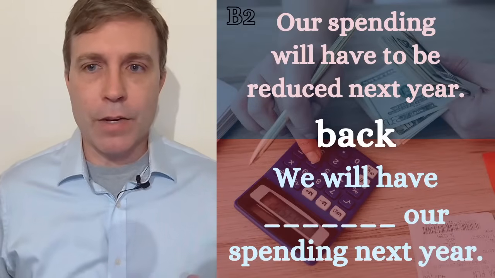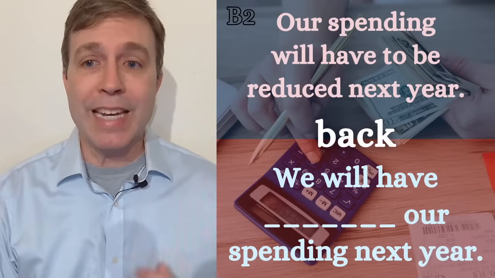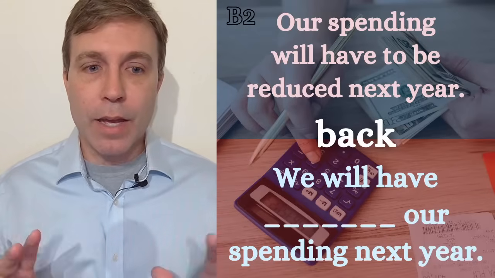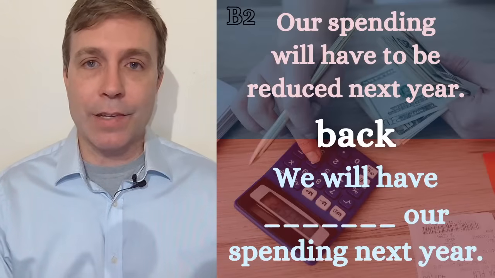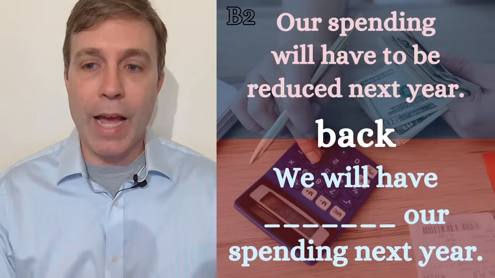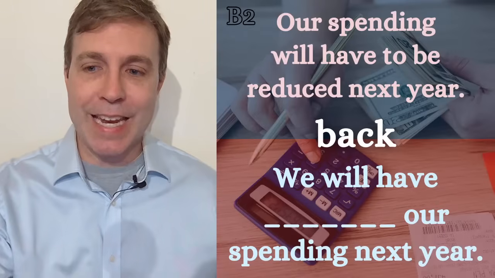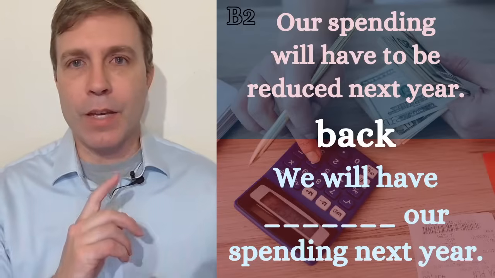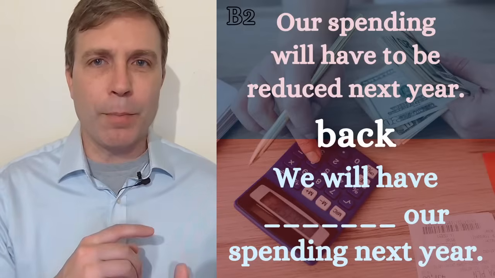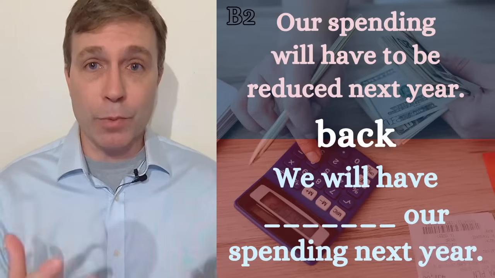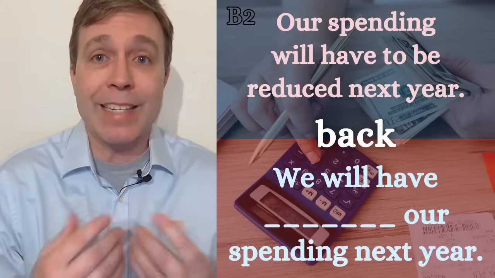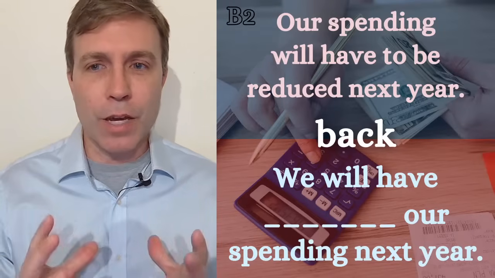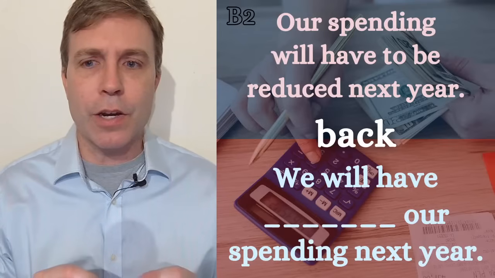Our spending will have to be reduced next year. I want you to take this, again with the same meaning, and put it in the next sentence. We will have our spending next year. What do you think? I actually think the meaning is the same, but this is probably more commonly used if you want to express this thought or idea. At least that's the way I would say it in this case. So we've got to reduce our spending next year.